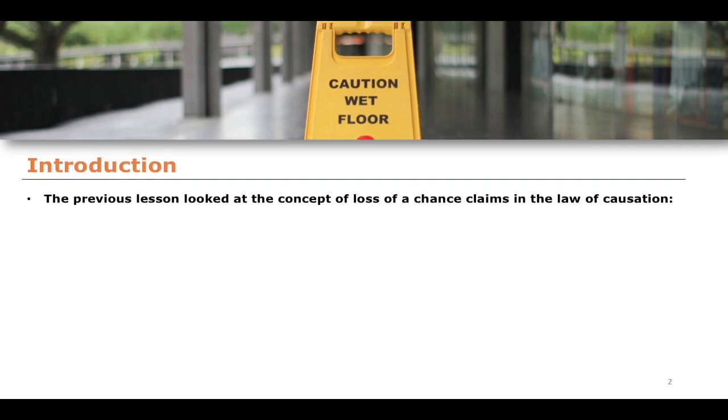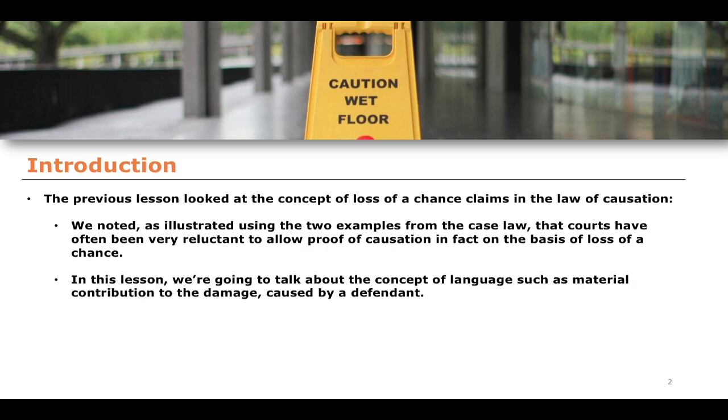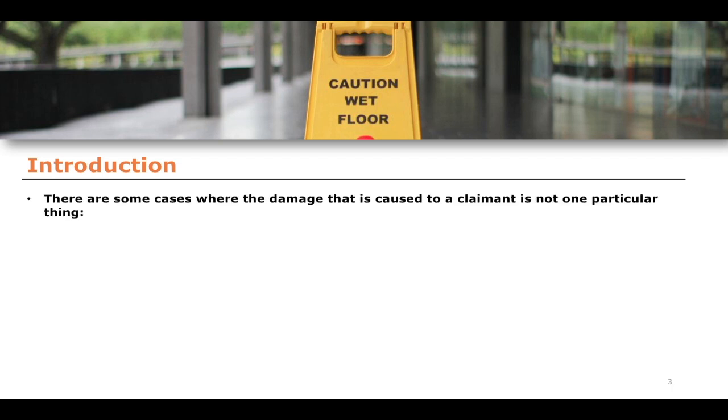The previous lesson talked about the idea of loss of a chance claims in the law of causation, specifically in relation to the law of tort. We noted, and illustrated using a couple of examples from the case law, that courts have often been quite reluctant to allow proof of causation in fact on the basis of loss of a chance claims. We're going to talk about the concept of language such as material contribution to damage as being caused by a defendant in this lesson, as a way of understanding the process by which some claims can be successful in this particular area.